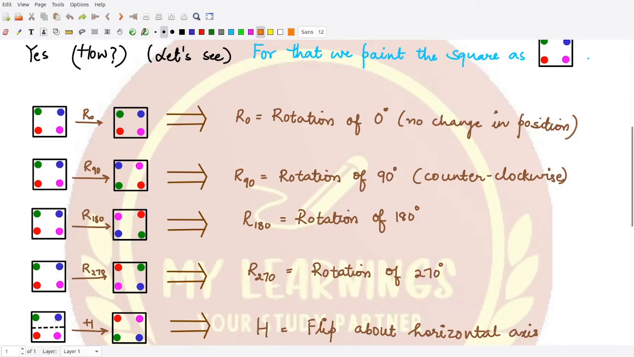So when you flip, what would happen? The color blue would come in place of pink, and pink will go in place of blue. And similarly, the same would happen for green and red as well. Green will come down, red will go up, right? So this is flip about horizontal axis.